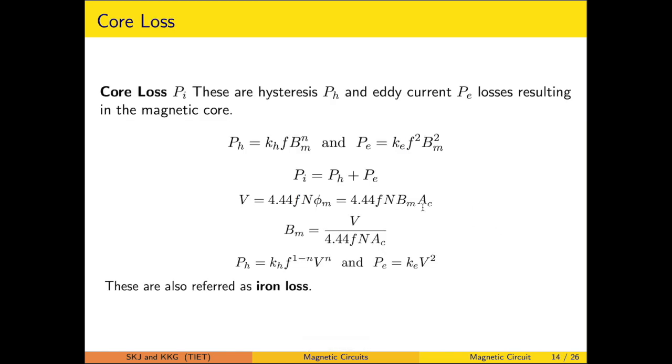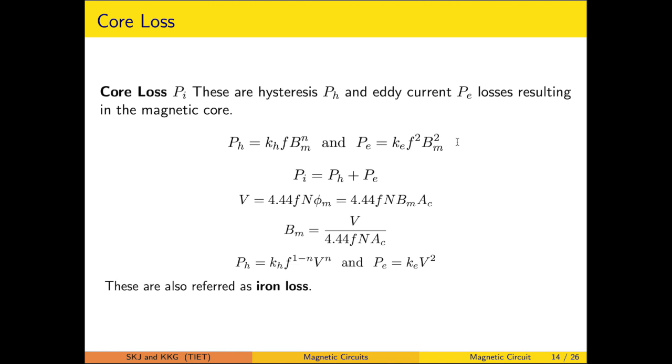The core loss: there is a hysteresis nature in the ferromagnetic material, so that is giving rise to the hysteresis loss. Similarly, eddy current losses are also there in the core. To reduce the eddy current losses, we use a laminated core. Laminated core means it is made of thin sheets separated by insulating material, so as to reduce the eddy current losses.